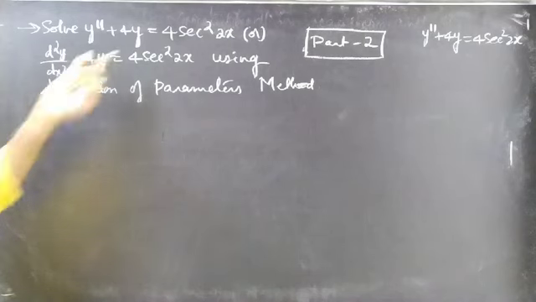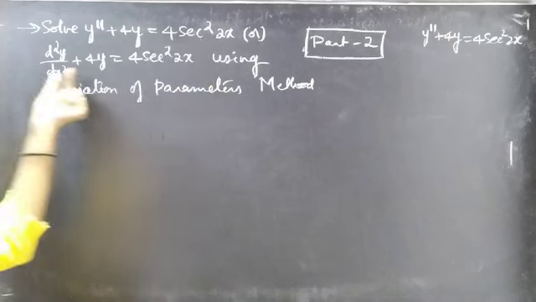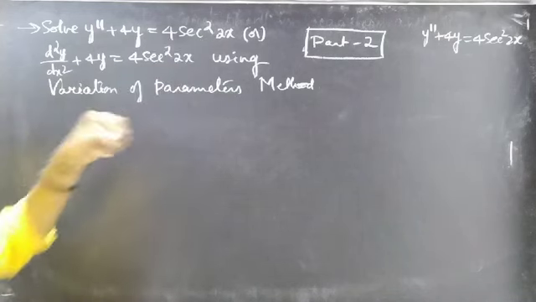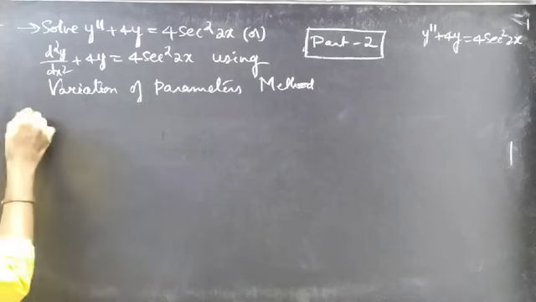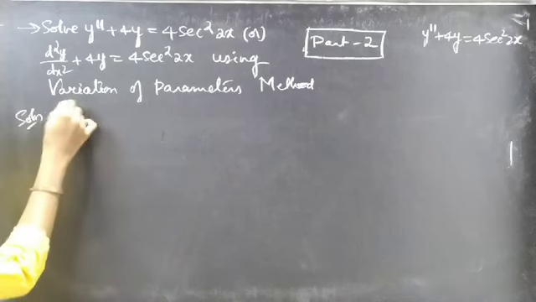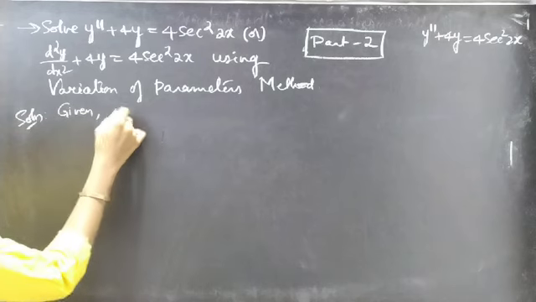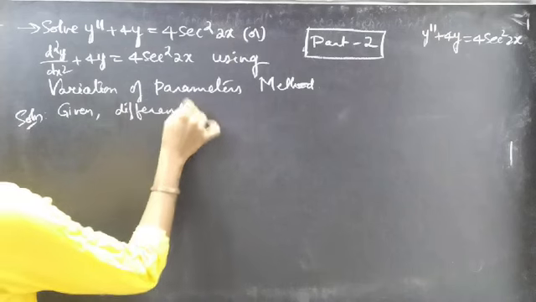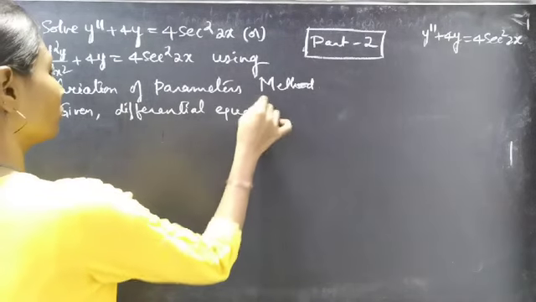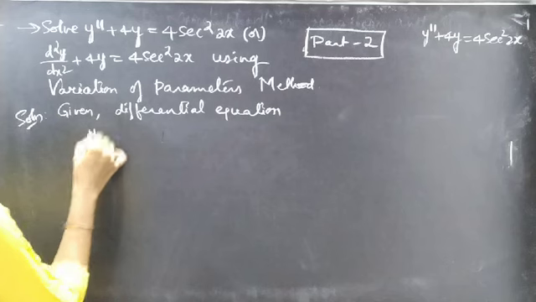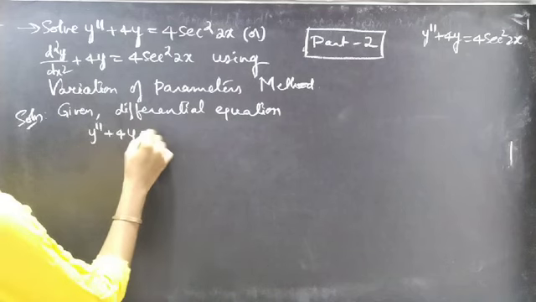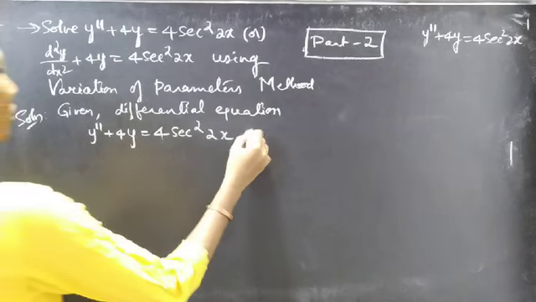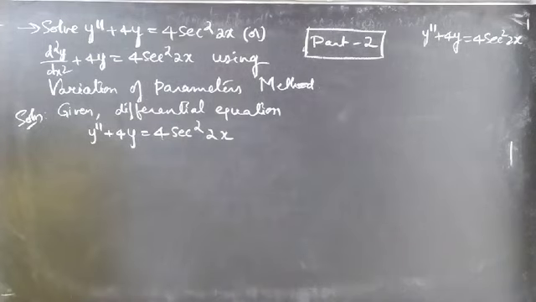Solve y double dash plus 4y equal to 4 secant square 2x, or d square y by dx square plus 4y equal to 4 secant square 2x, using variation of parameters method. Given differential equation, y double dash plus 4y equal to 4 secant square 2x. Right? Consider it as equation. Okay, let it be.